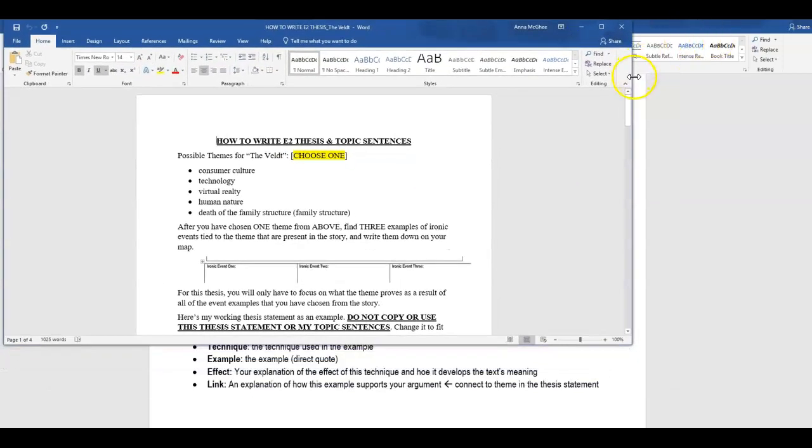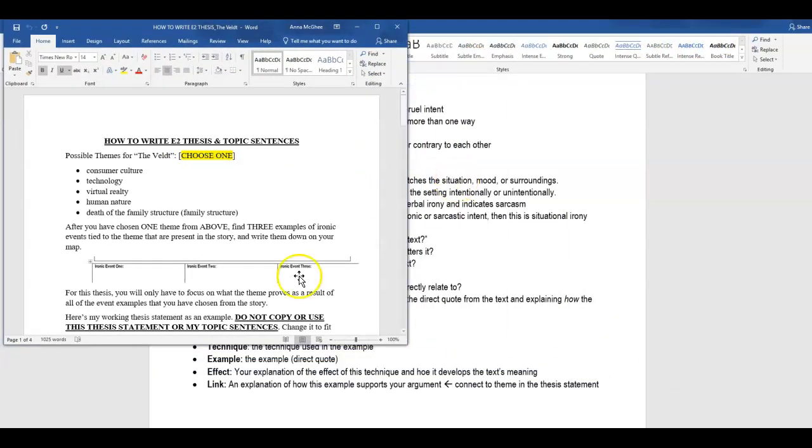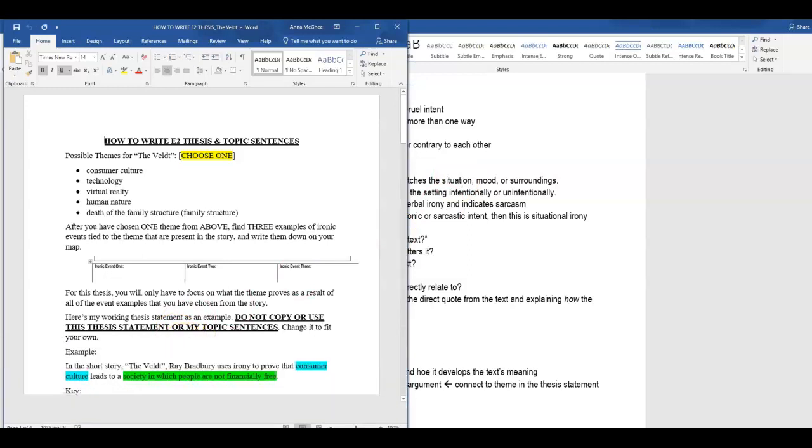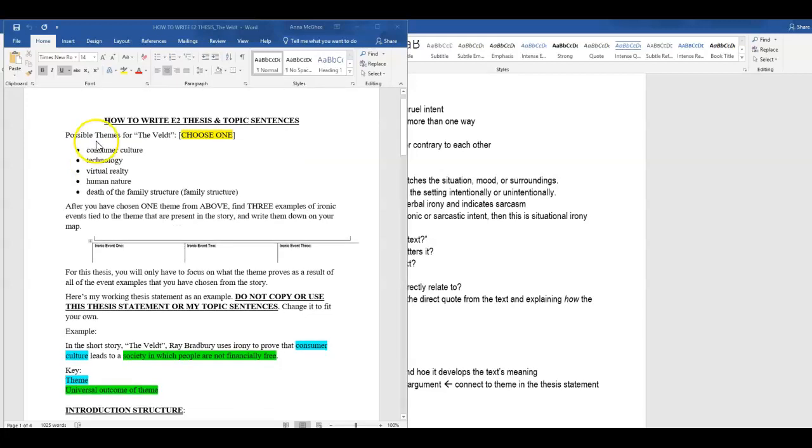Now, remember, this is the most important document that we have in this class. This tells you exactly how to write your paper and what I expect to see on your outlines and your maps. Now, for this one, you're going to have to pick a theme. Some popular themes that you see in this story are consumer culture, technology, virtual reality, human nature, and the death of the family structure, or the family structure in general. You will choose one of these to highlight in your thesis statement.